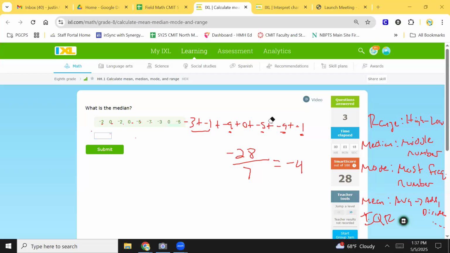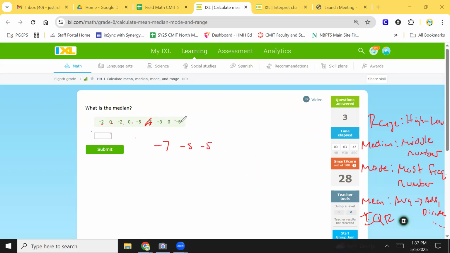All right, now let's do the median. How do we do the median? The median is the middle number. So how we get it is we put them in order and then we cross out until we get the middle one. So the lowest one is -7. Then we have 2 -5s. I like to scratch it out after I do it. -3. Then we have 2 -2s. Then we have 3 zeros. Have to write the zeros. Now I have my numbers in order.